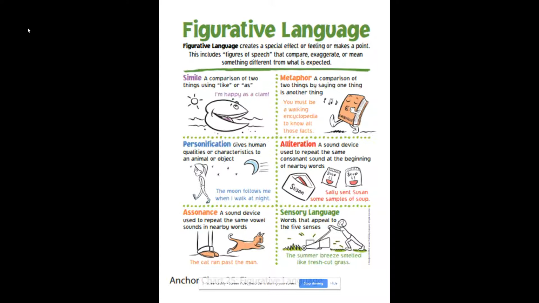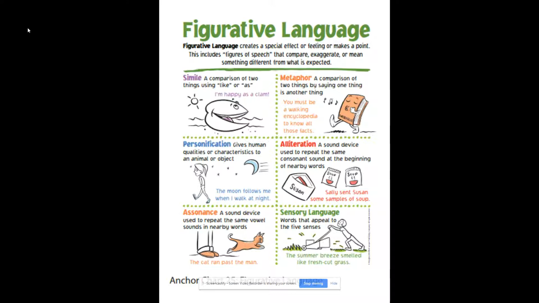Look at that sentence there with sensory language. The summer breeze smelled like fresh cut grass. That appeals to my sense of touch and my sense of smell and my sense of sight because I can picture that fresh cut grass. So here are just 6 types of figurative language you might see in text that you are reading this week.